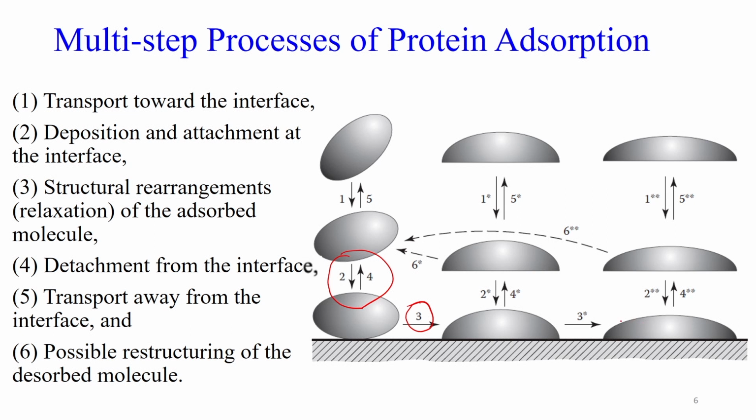Further, there can be more rearrangement with time, although there is no conformational change, there can be more relaxation with time. Now, depending on the affinity of the protein on the surface, there can again be a partial detachment from the interface, and this detached molecule may again go back to the very first step, that is the attachment or adsorption at the interface. So, these are the 6 main steps.